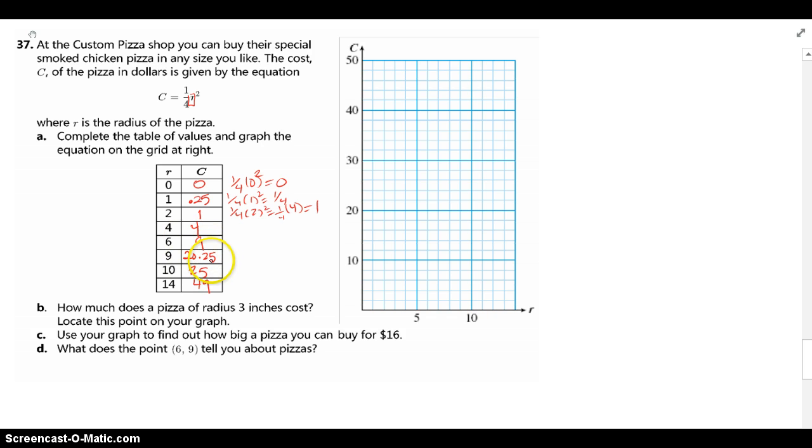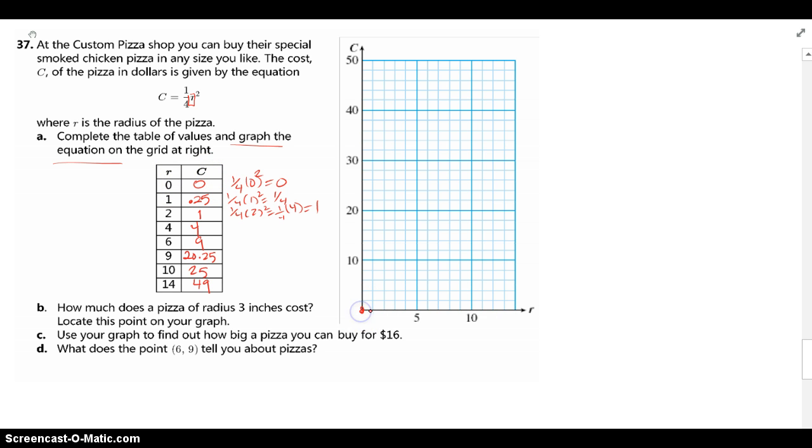So having gone through some computations, I've spit out all the cost values based on the radius of the pizza. So a 14-inch one will cost $49, it looks like. Part B says, how much does a pizza of, actually I have to graph it in part A too. So let me go graph these ordered pairs.